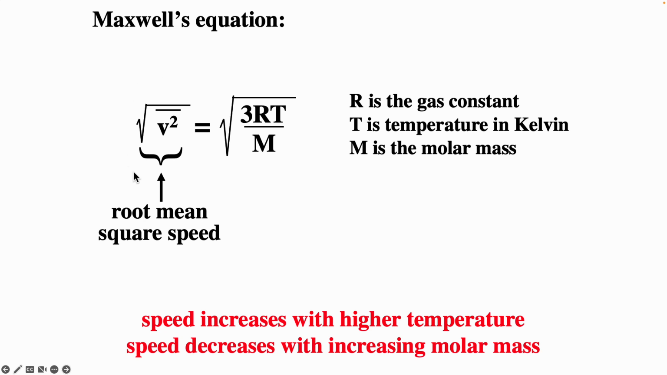And so we can talk about what's referred to as a root mean square speed. So you take the speed, you square it, take the average, and then you take the square root. And Maxwell's equation says that the root mean square speed is equal to the square root of 3RT over M, where R is the gas constant, T is temperature, and capital M is the molar mass. And so what this shows you is that higher temperature corresponds to higher root mean square speed. Bigger molar mass corresponds to slower root mean square speed.